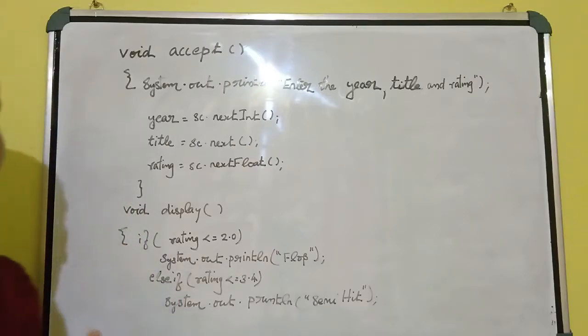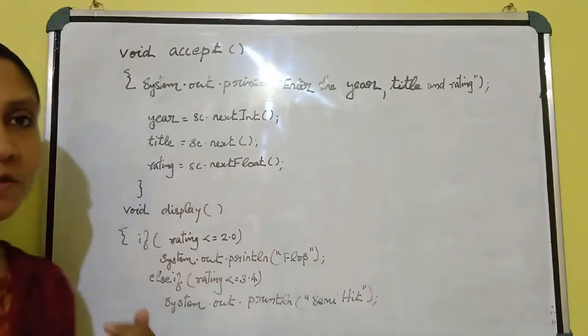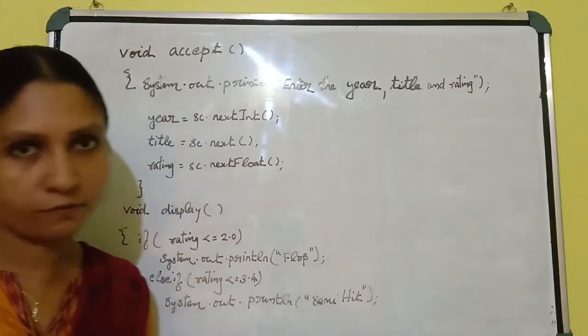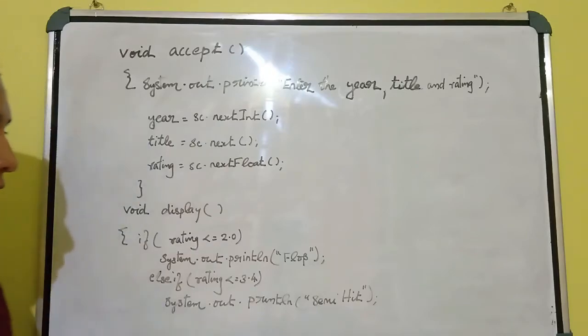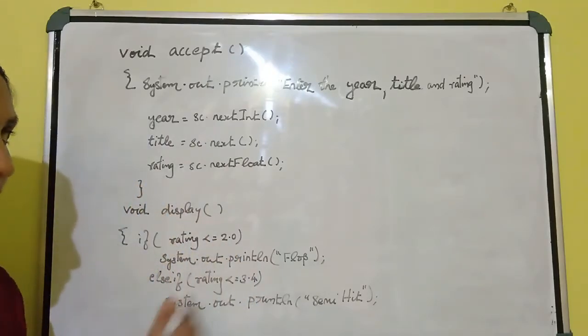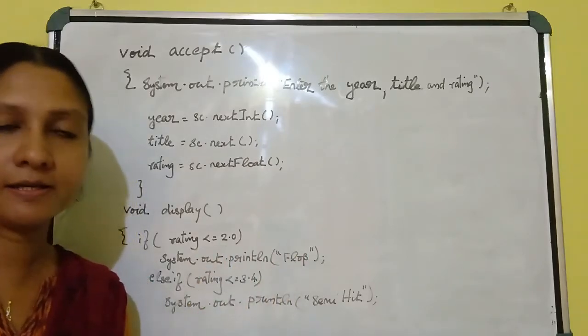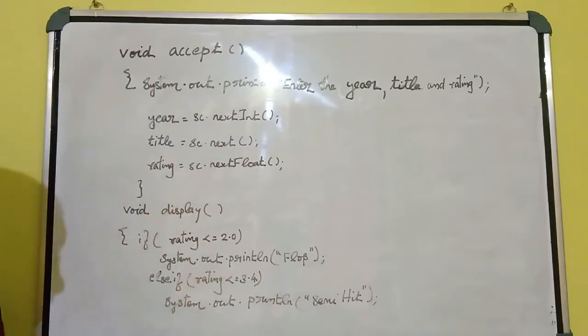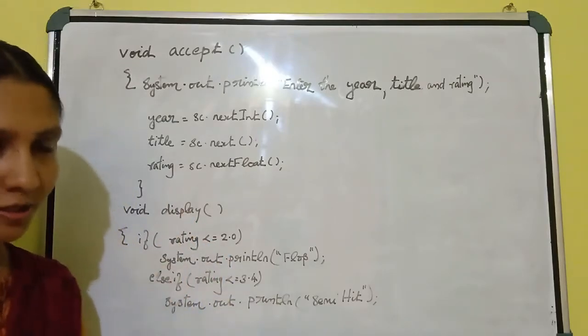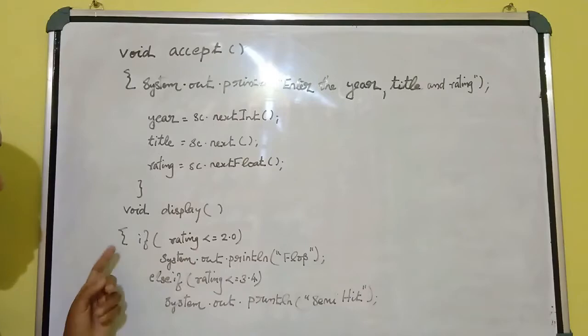Only for this purpose, to read the values, we are using this accept function. In the question they mentioned the purpose of this function: to read the values. Okay, that function is finished. Then you have to close the bracket here. And what's the next function? void display. Okay, write the same name. Don't make any mistake when you are writing the function name. Then open the curly bracket.